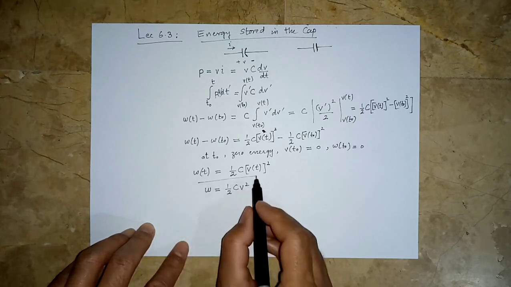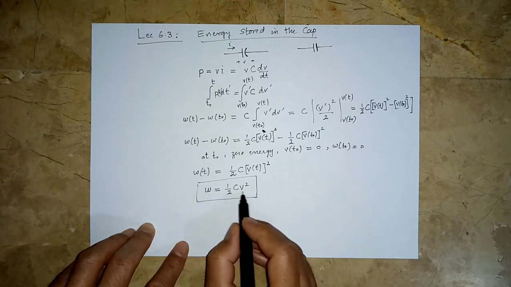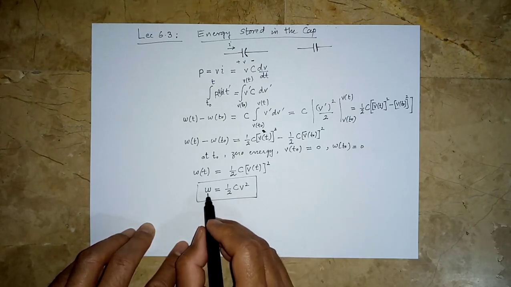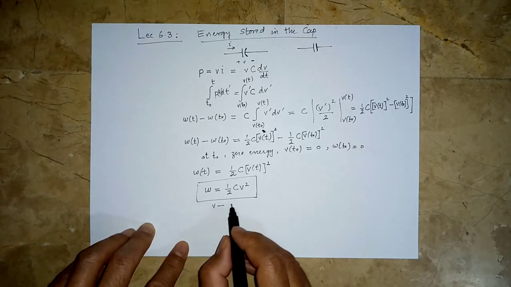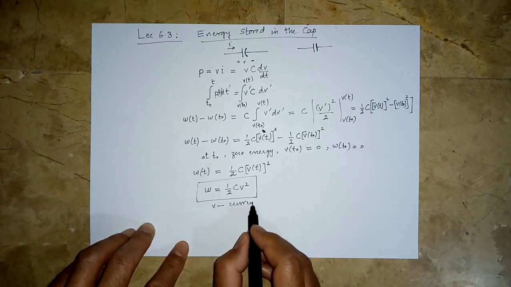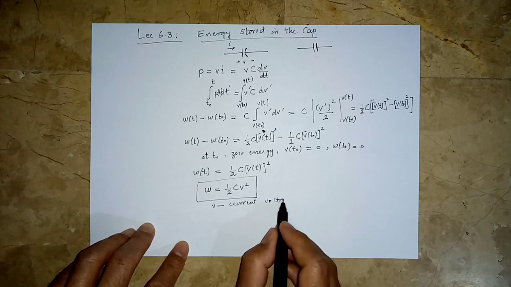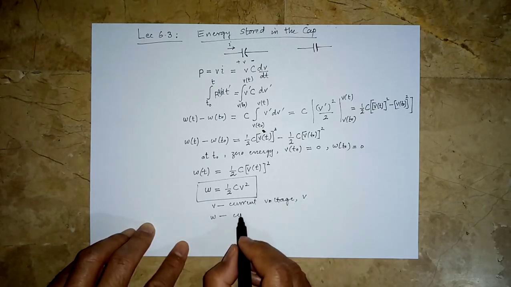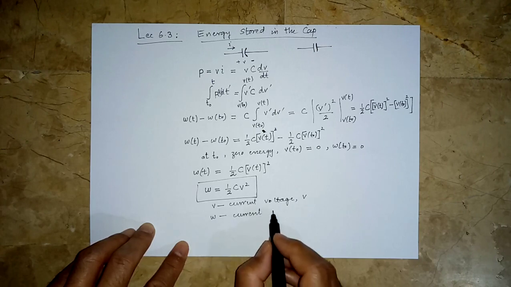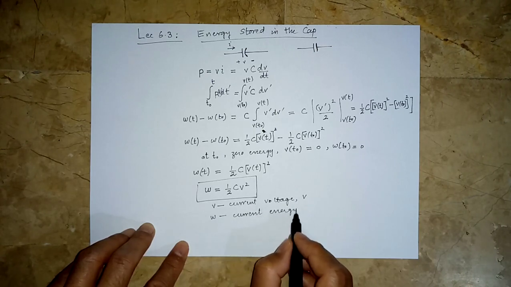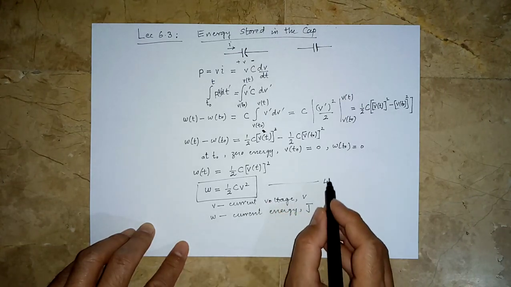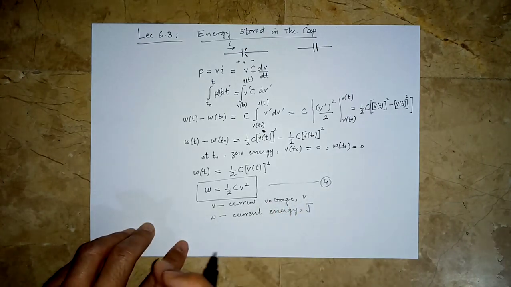the energy of a capacitor is equal to half C V squared. So whatever the current voltage of the capacitor is, that tells how much energy it is holding. So V is the current voltage in volts, and W is the current amount of energy it holds in joules. So this is a good relationship to know for a capacitor.